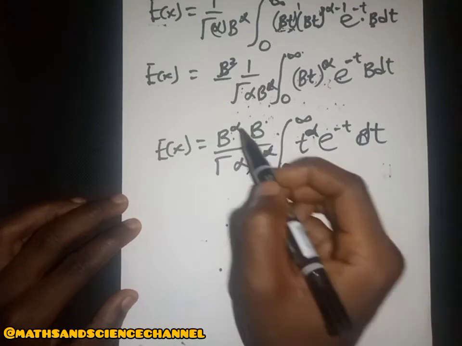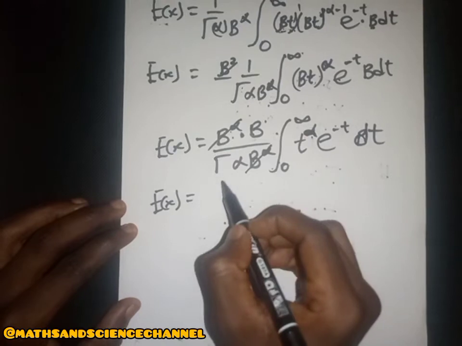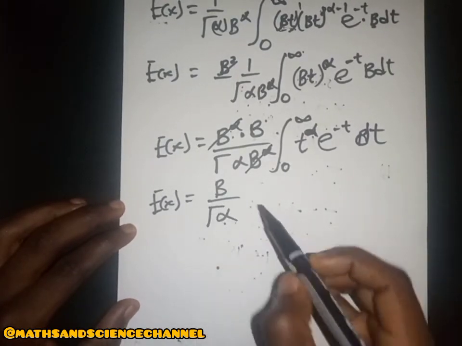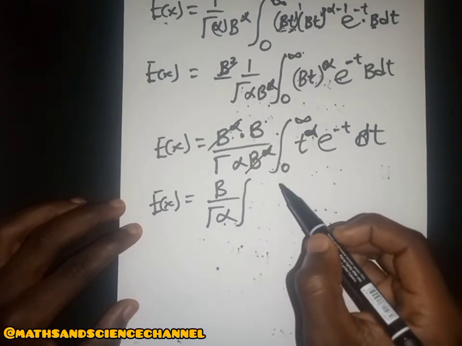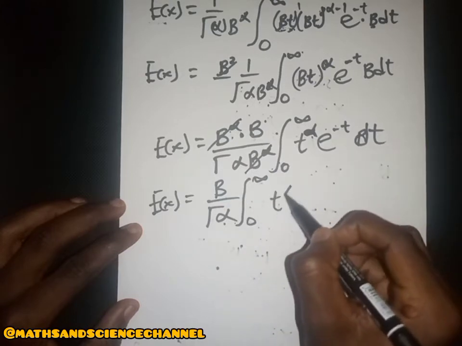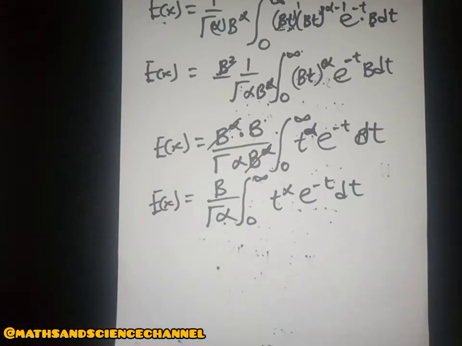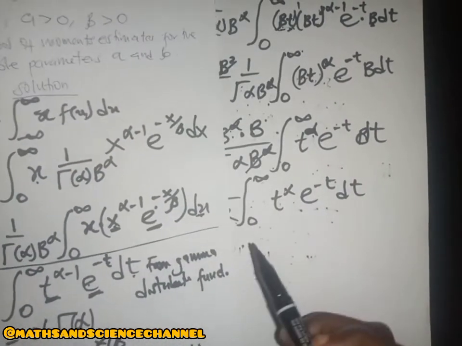Now beta alpha will cancel beta alpha, and then we are left with beta divided by the gamma of alpha here, and then from here, remember we have the integral from 0 to infinity, t to the power alpha, e to the power minus t, and then dt. And then remember from the gamma function that we used again, we said that we want to make this one here look similar to that.